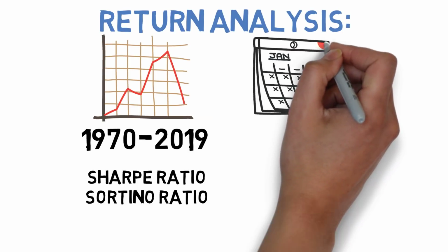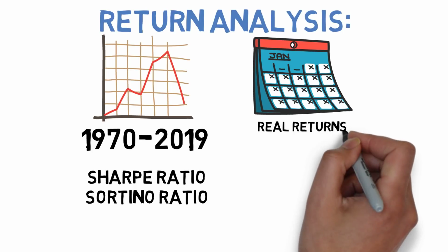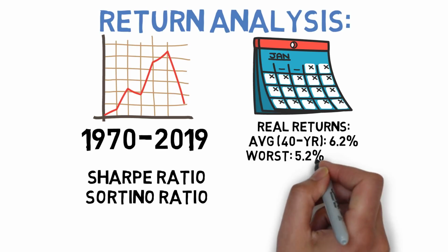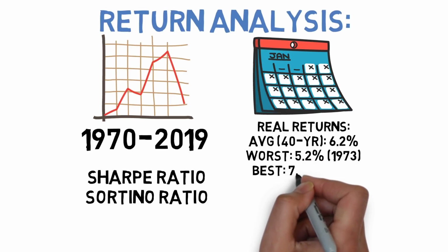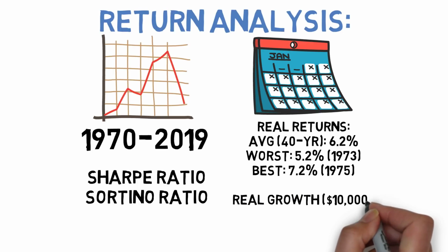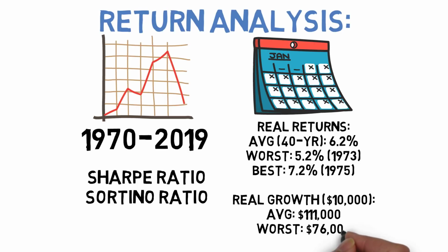So based on the data I have since 1970, the average 40-year inflation-adjusted return for the no-brainer portfolio is about 6.2% per year. Its worst case was around 5.2% per year starting in 1973, and its best case was 7.2% per year starting in 1975. That suggests that a $10,000 investment would grow to, on average, about $111,000 over the course of 40 years after adjusting for inflation. At worst, you're looking at about $76,000, and at best, a little over $161,000.